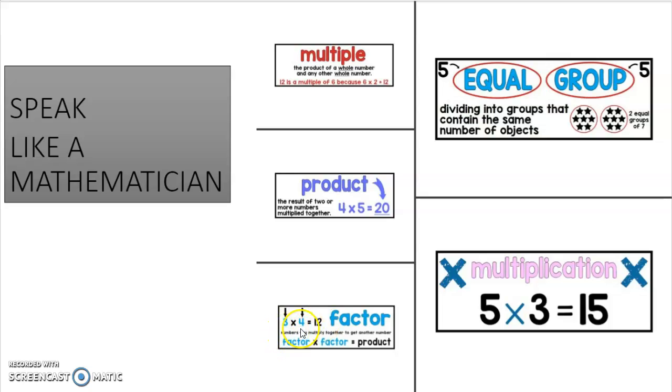Well, those numbers that we multiply together are actually called factors. Factors are numbers you multiply together to get another number. Remember, factor times factor equals product.